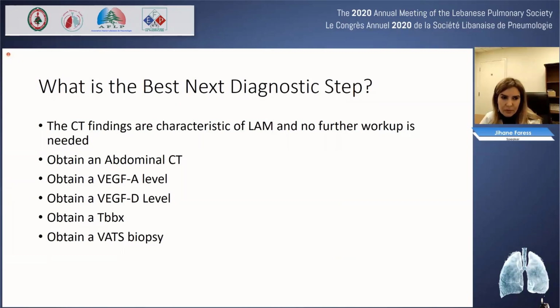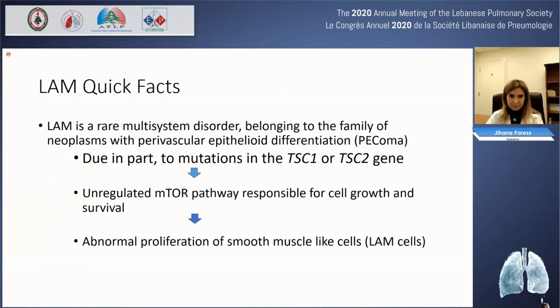Unfortunately, I don't know how to poll the audience, but just think about what would be the best next diagnostic step in this case. Either the CT findings are characteristic of LAM and no further workup is needed. One can obtain an abdominal CT to look for angiomyolipomas, or we can obtain a VEGF-A level, a VEGF-D level. One can suggest a transbronchial biopsy or a video-assisted surgical biopsy.